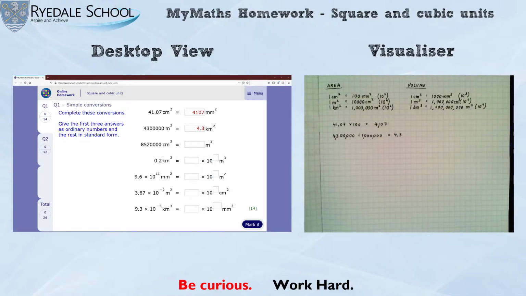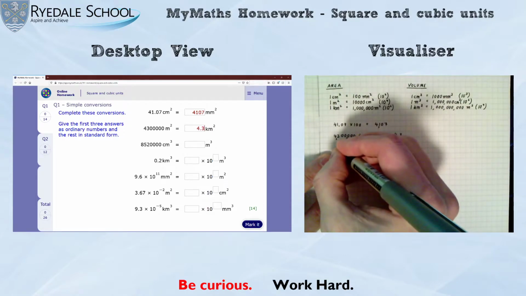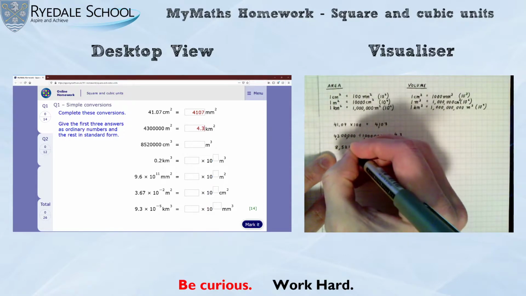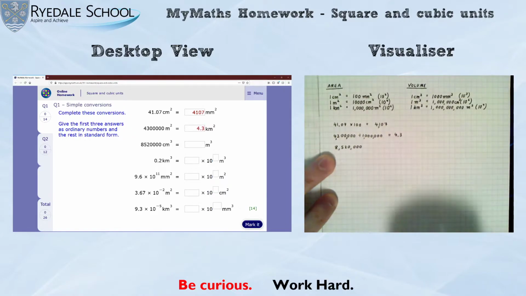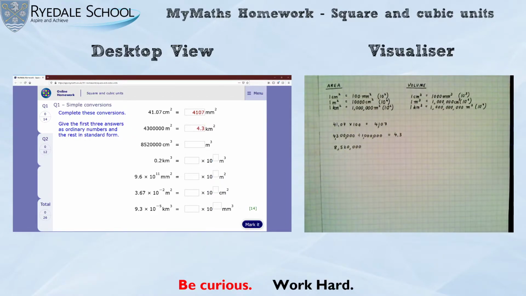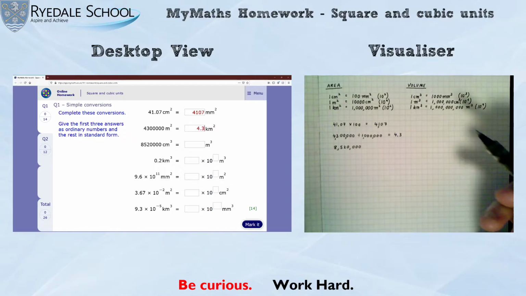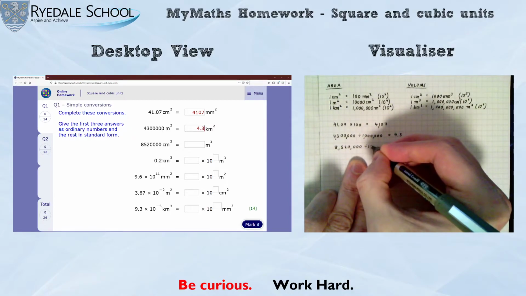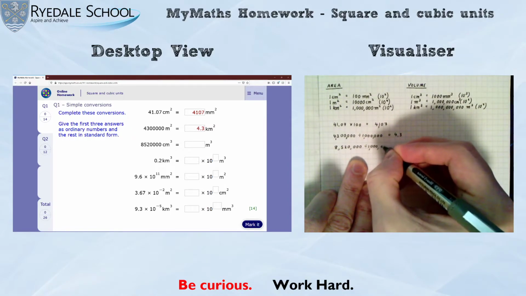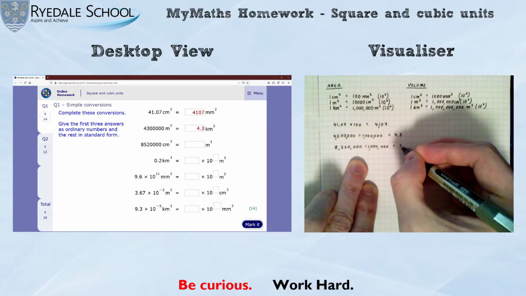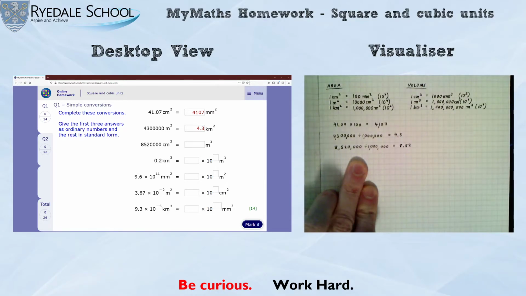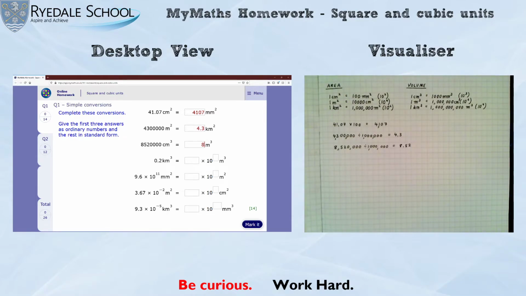Okay, the next one is to do with centimetres cubed. Again, I'm just going to look at that number carefully. It looks like 8,520,000. Okay, centimetres cubed, asked to turn it into metres cubed, and I've got my fact here that there are 1,000,000. So again, I'm dividing that one by 1,000,000. And that will be 8.52. So let me type that in, 8.52.